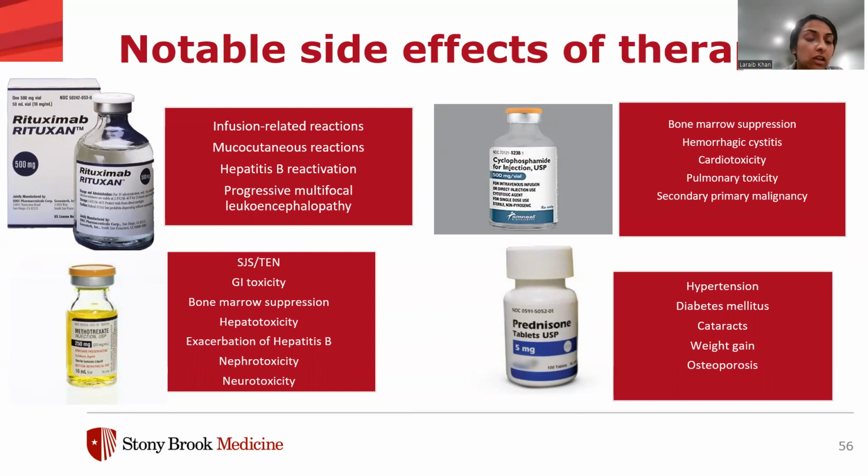For methotrexate, you could get SJS. There's bone marrow suppression with methotrexate, as well as exacerbation of hepatitis B. And then I also focused on prednisone because that's the most commonly used glucocorticoid with GPA, but some common side effects with prednisone would be weight gain and hypertension and diabetes.